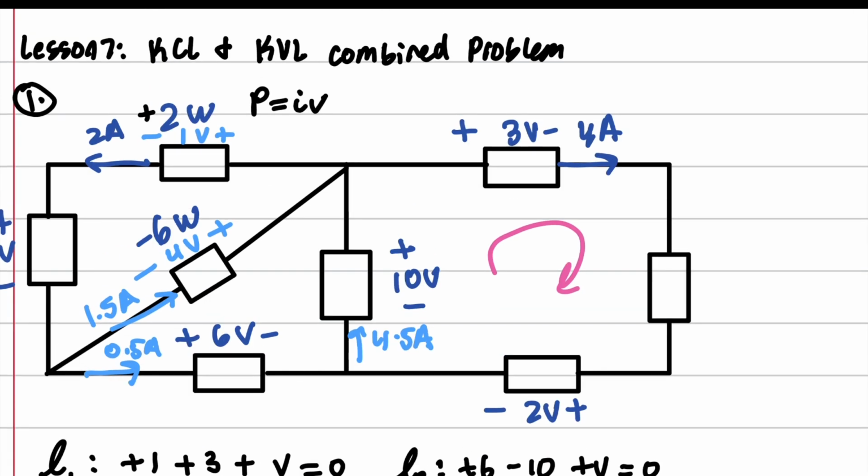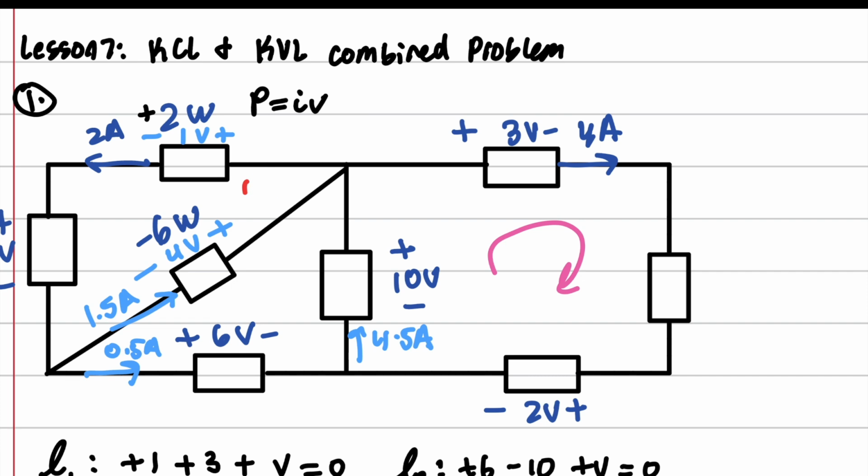And we can actually see if all of that is consistent right here, and I'm going to do it in red because I'm going to erase it. We have 2 amps going that way, 4 amps going that way, 4.5 amps going into the node, and, sorry, not 0.5 amps, that would not be right, 1.5 amps going into the node right here. And as you can see, 1.5 plus 4.5 is 6. 6 amps going in, 6 amps going out. So we can ensure that that node is complete.